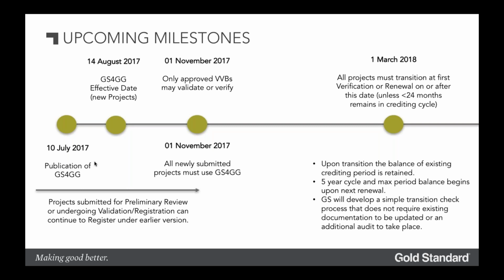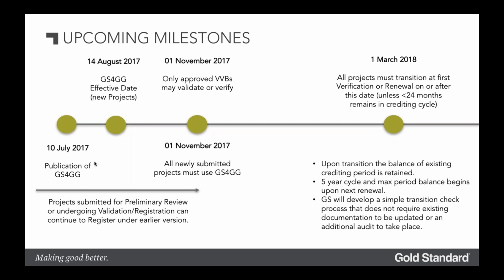So if you already started with us, let's say you're in validation right now, you can complete your validation and register under version 2.2 and transition later. You can transition at the same time if you choose to, but you don't have to. That really gives you a grace period, I think, before having to do a load of work to transition later on. After the 1st of November, new projects must use gold standard for the global goals. So if it's a new project from scratch, never submitted to gold standard, after the 1st of November, it must be gold standard for the global goals.